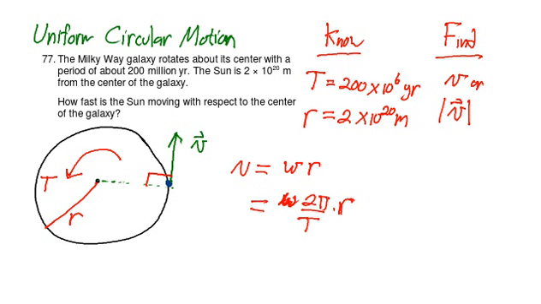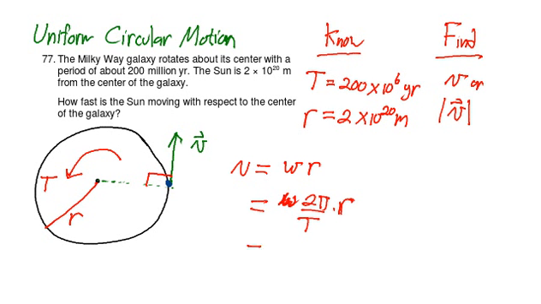Alright, so it's not clear what system of units we should use, so maybe we'll just keep the units that are in the problem, and we'll record the speed of the Sun in meters per year. We could convert that to meters per second if we wanted to.